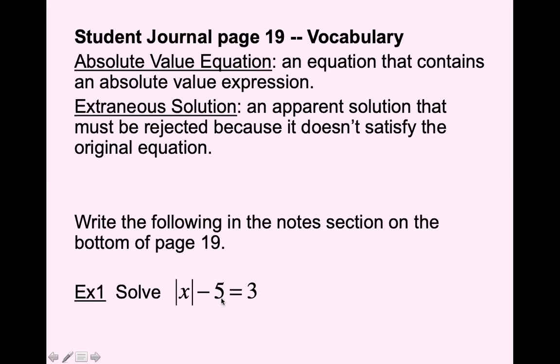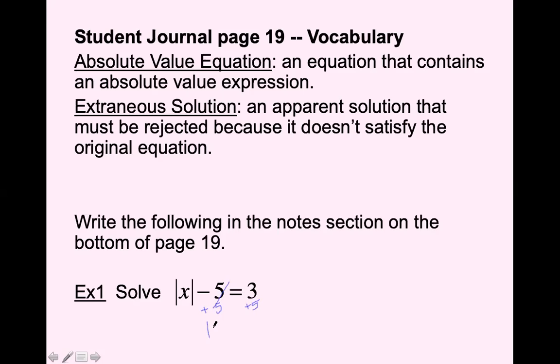All right, so we're going to solve an absolute value equation. If you recall from the previous page, we said in order to solve an absolute value equation, the first step was to isolate the absolute value. So I'm going to grab my pen. And my first step to isolate, to get this absolute value all by itself, is to add 5 to both sides. So far it seems like just solving a regular equation.